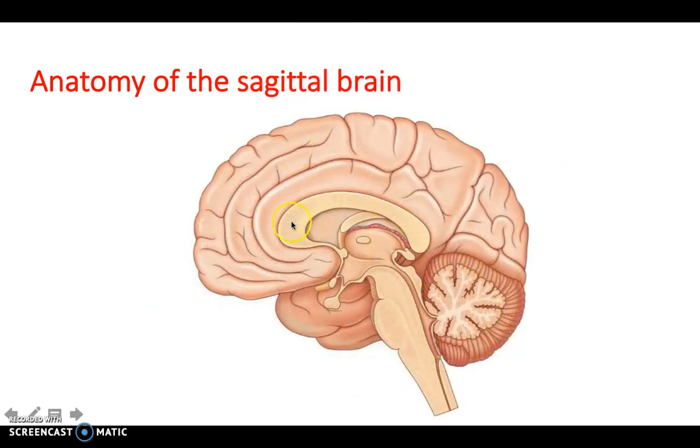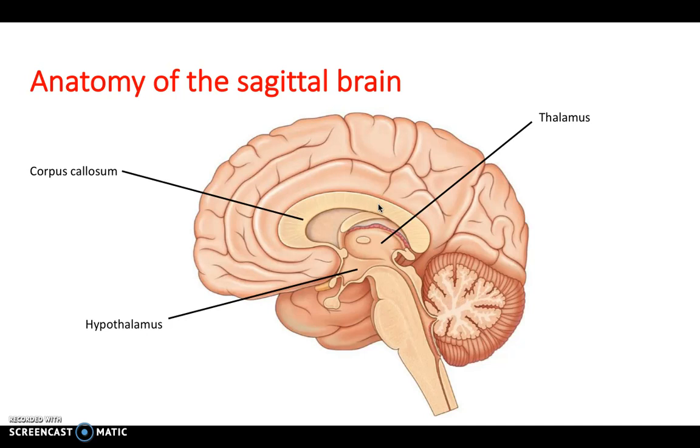If we take a look at the brain from a sagittal aspect, in other words from the side, if you cut it in half, we have this corpus callosum in the centre. We also have a thalamus here, which is just above the hypothalamus, and the hypothalamus is of course connected to the pituitary gland via the infundibulum.